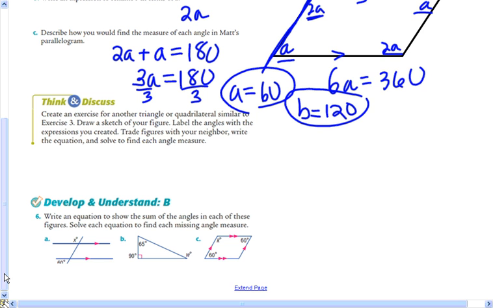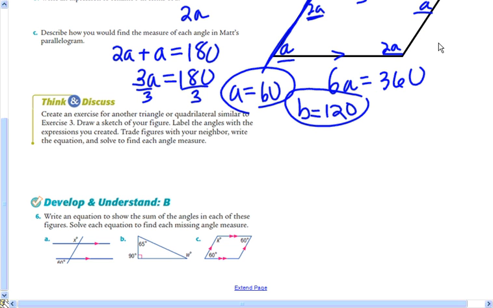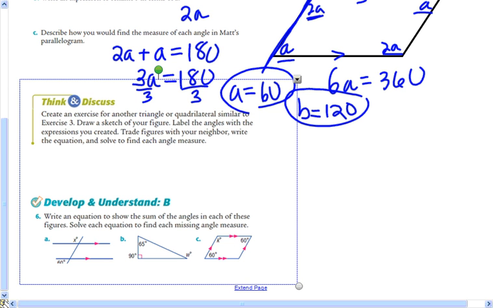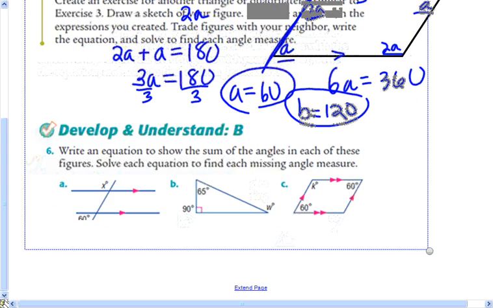Let's just do a couple more problems here. Create an exercise for another triangle or quadrilateral similar to exercise 3. Draw a sketch of the figure. Label the angles with the expressions you created. Trade figures with your neighbor. Write the equation and solve. Fine. You guys can do that in class tomorrow. Let's look at number 6 here and do a couple of these problems. And then we'll do the rest in class. I think you'll get the hang of it.